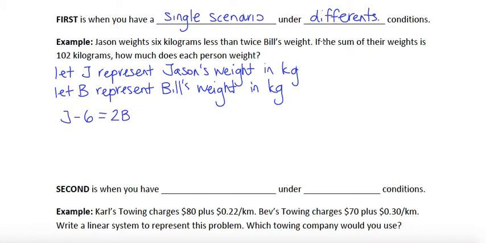All right, now let's take a look at the second equation. So the second sentence says, if the sum of their weights is 102 kilograms. Okay, so that tells us that if I add up Jason's weight and Bill's weight, it should add up to 102 kilograms. Okay, so now I have two equations based on this question. I'm not going to look at solving the equations today. We're just going to look at interpreting those.